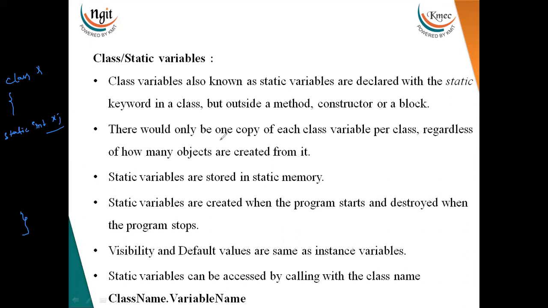There would be only one copy of each class variable per class. When it comes to the static variable, the same static variable is shared among the different objects. That is the beauty of the static variable. The static variables are stored in static memory. Static variables are created when the program starts and destroyed when the program stops. The visibility and default values are the same as instance variables. As we discussed, static variables can be accessed by calling with the class name directly. By using the class name, you can access the static variables.